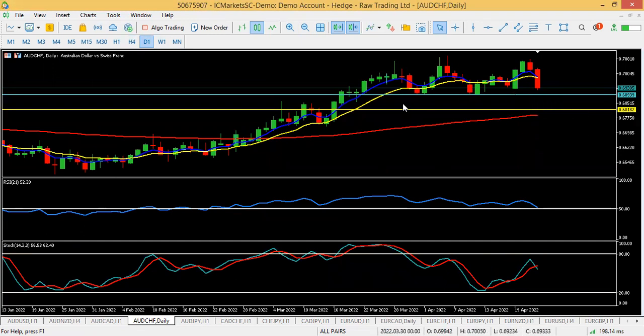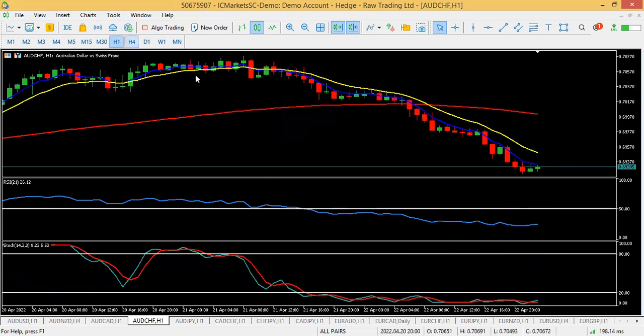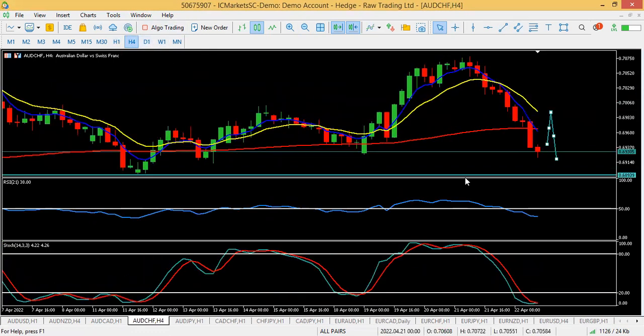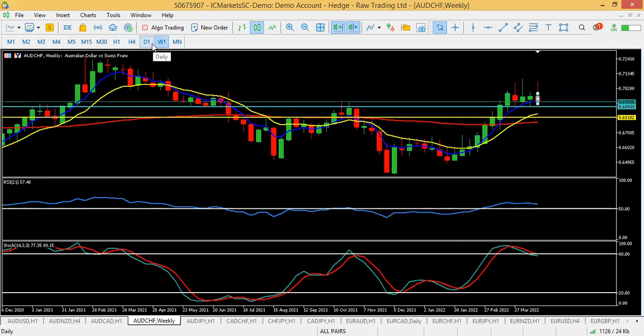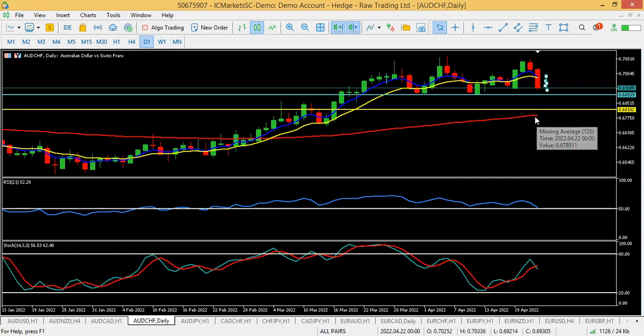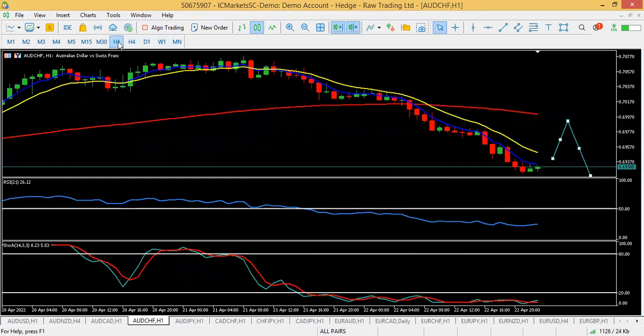But we expect this to push down towards this 120 moving average, which is also at the same level as the yellow support. So AUD Swiss franc, we are to look for a sell. We just need to wait for this to pull back a little bit, then catch the trade on its way down and take the first profit before the blue support right here, which is at 0.6893. And if that level gets broken, we'll be heading to the yellow support at 0.6818. So look for a sell on AUD Swiss franc.